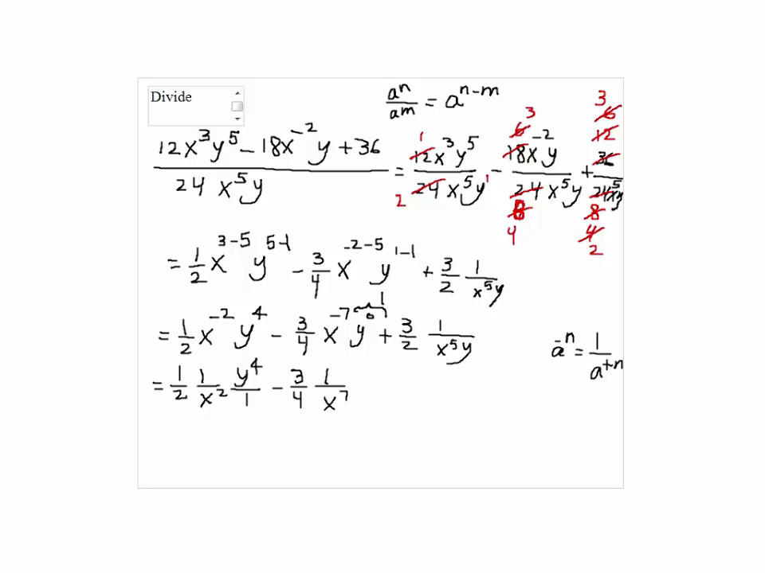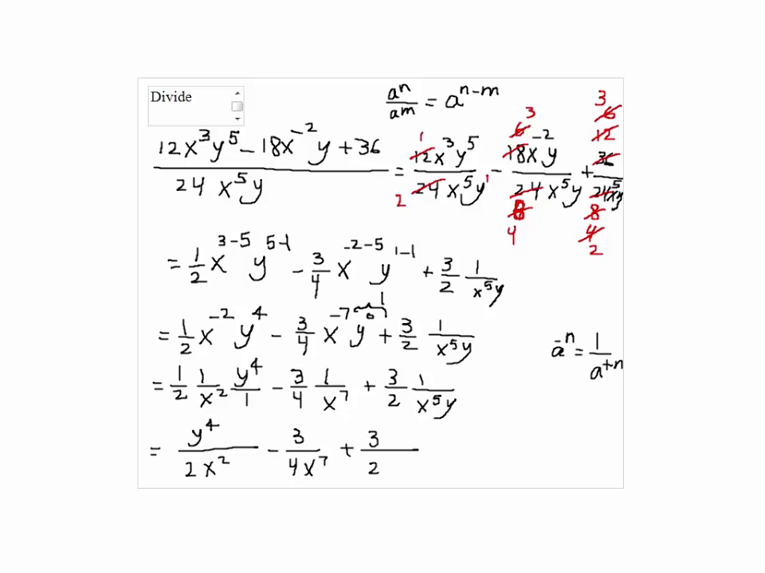And now I have to make all the negative exponents positive by using this property. So we get 1/2 1 over x to the power of 2, y to the power of 4 over 1, minus 3/4 1 over x to the power of 7, y to the power of 0 is equal to 1, plus 3/2 1 over x to the power of 5y.